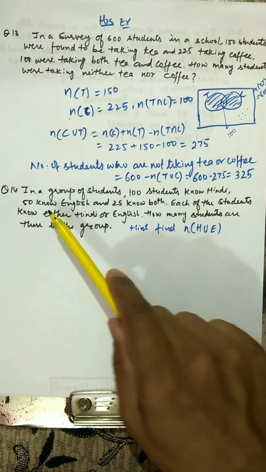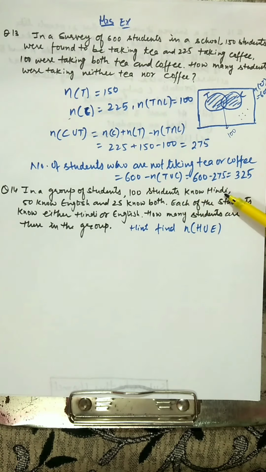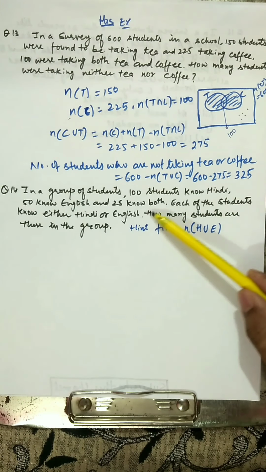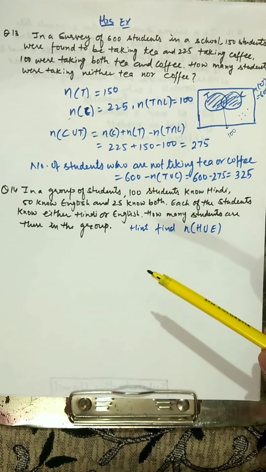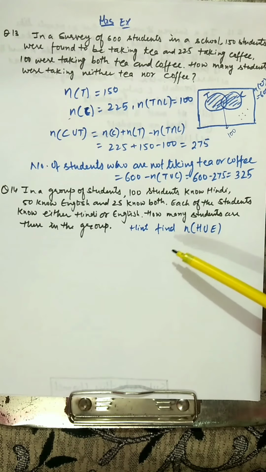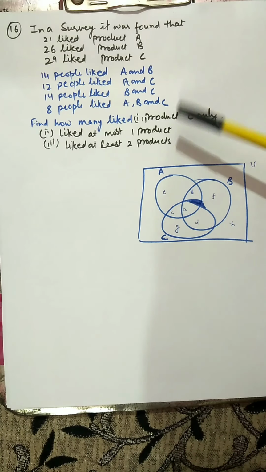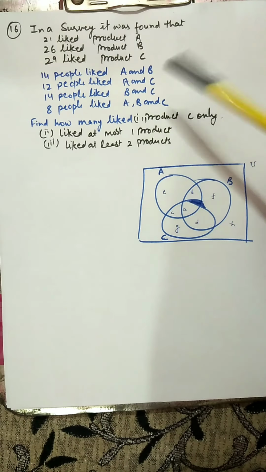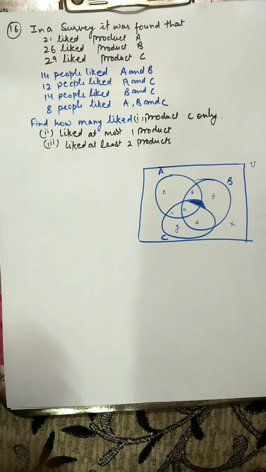Question number 14: in a group of students, 100 students know Hindi, 50 know English, and 25 know both. Each of the students knows either Hindi or English. How many students are there in the group? This is the most important question of this miscellaneous exercise. Read this question: in a survey, it was found that 21 liked product A, 26 liked product B, 29 liked product C, 14 people liked products A and B, 12 people liked products A and C, and 14 people liked products B and C. And there are 8 people who like all three products A, B, C.